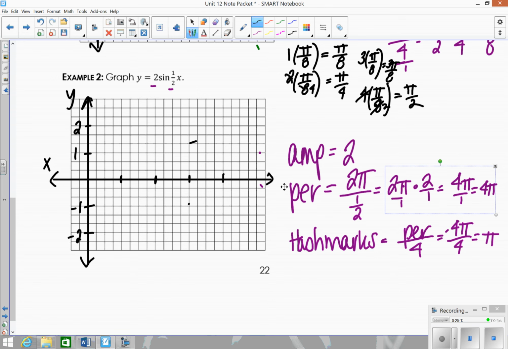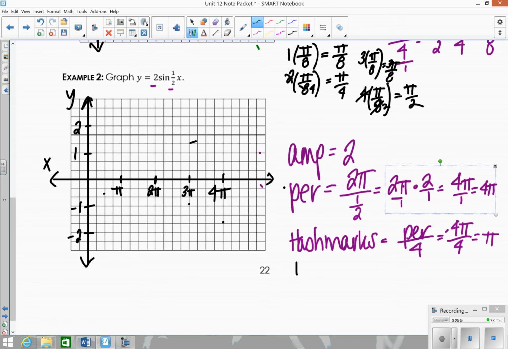And then from here, we know that it's going to take 4 pi for this entire thing to occur, because the period is 4 pi. And each hash mark occurs at increments of pi, because we took the 4 pi and divided it up into 4 equal parts. So this happens within pi units. If I take pi and add another pi to it, I end up with 2 pi. And pi plus 2 pi equals 3 pi, because remember, this distance is 1 pi between them.